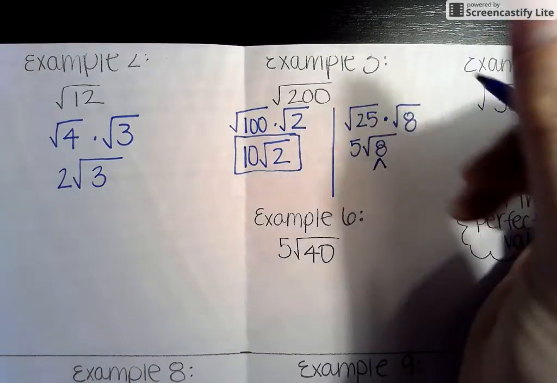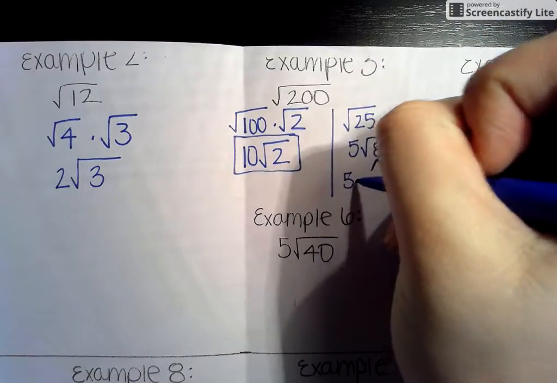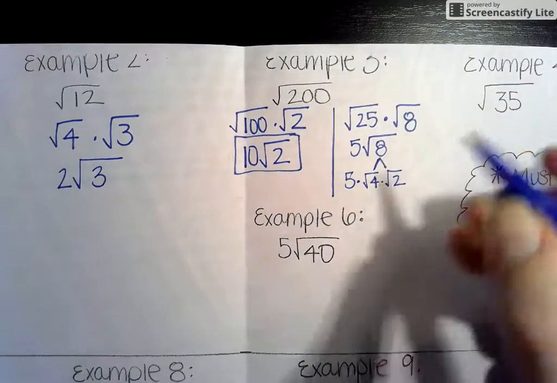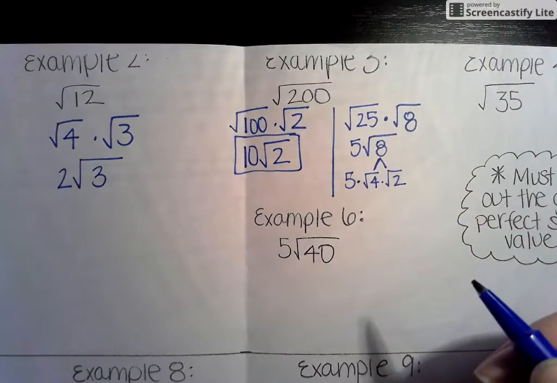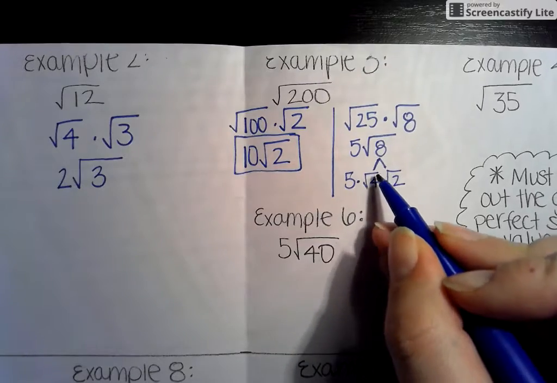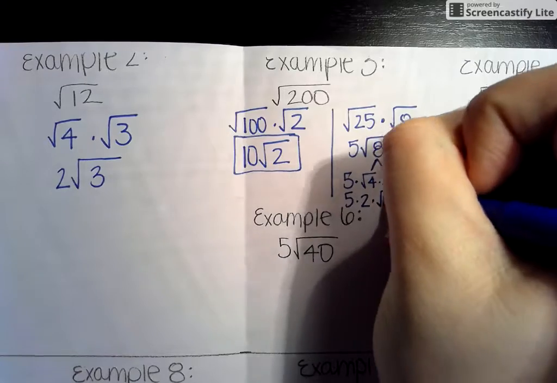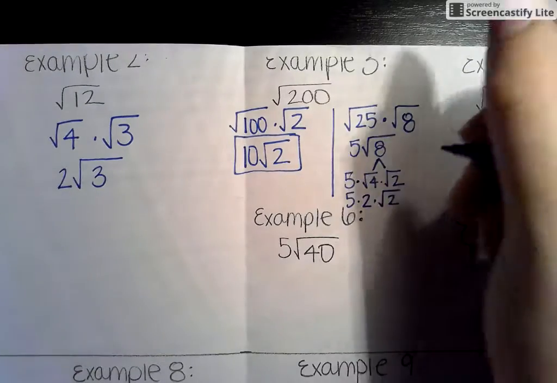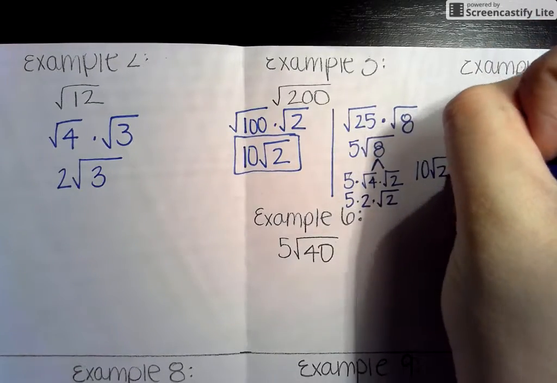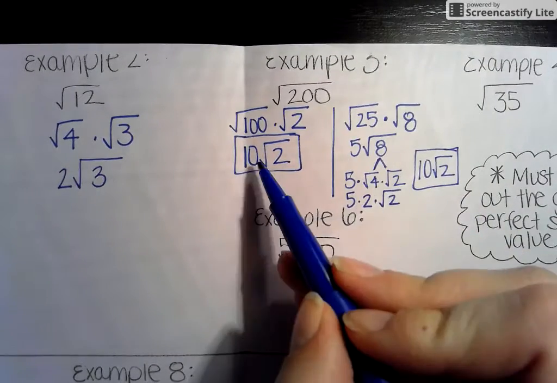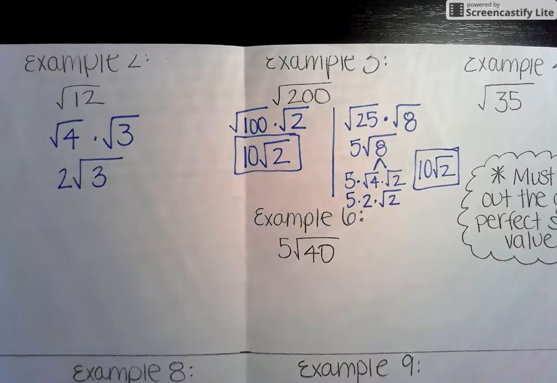So what I would do is bring down that 5, multiplied by the square root of 4 times the square root of 2. 4 is the greatest perfect square value for 8. Well, I know the square root of 4 is 2. So I have 5 times 2 times the square root of 2. And 5 times 2 is 10. And look, you still get the same answer, but that one was a lot quicker if I took out the greatest perfect square value.